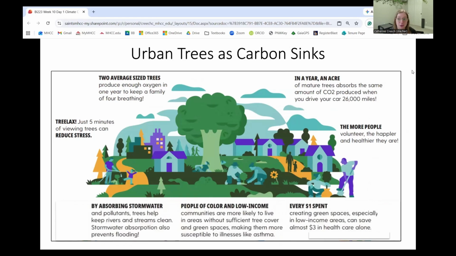We also can use urban trees as carbon sinks. It doesn't just have to be forest. Here I have an infographic from Friends of Trees. Friends of Trees is an organization that plants trees in urban areas. Take a moment, pause the video, and read each of these facts. It's pretty impressive.